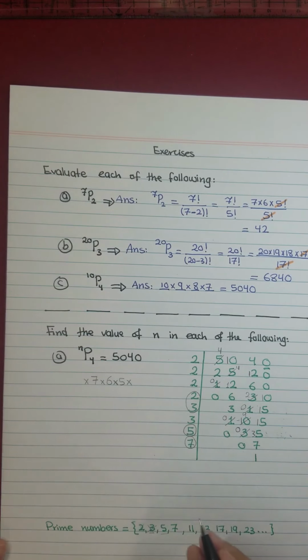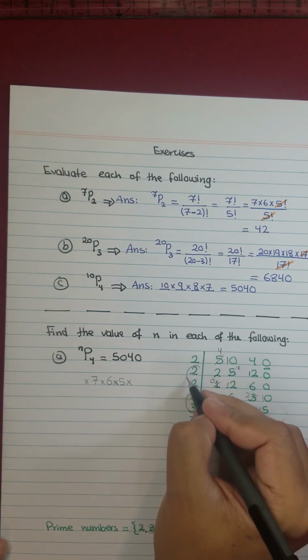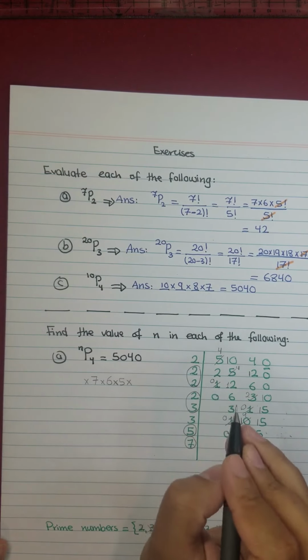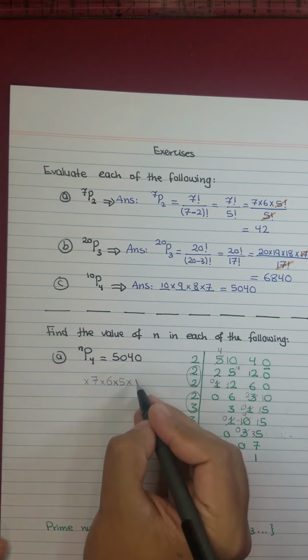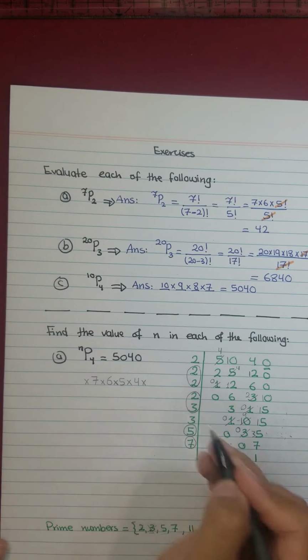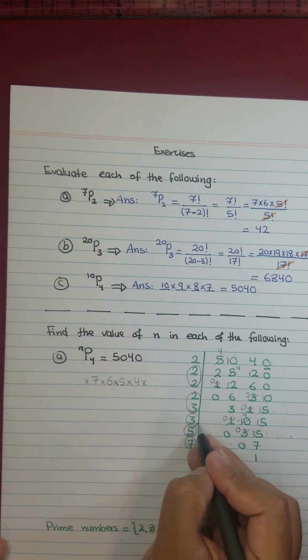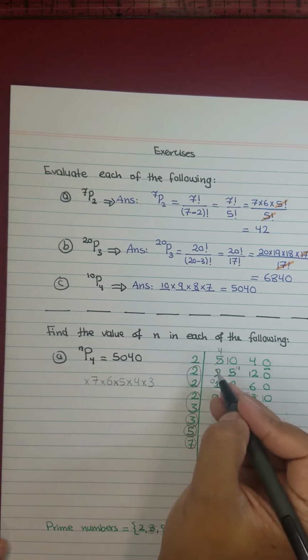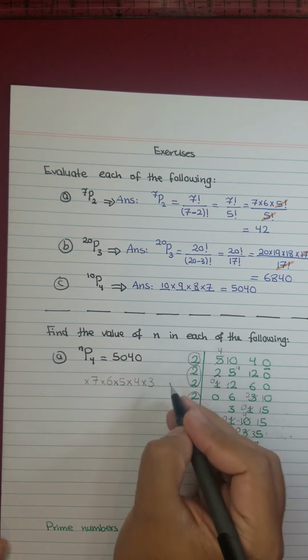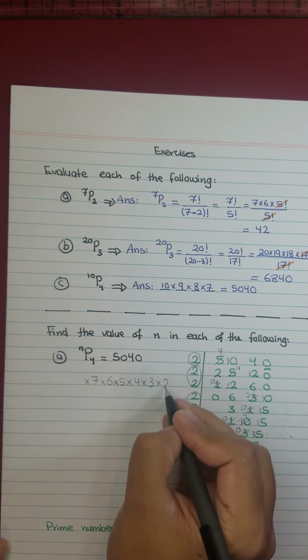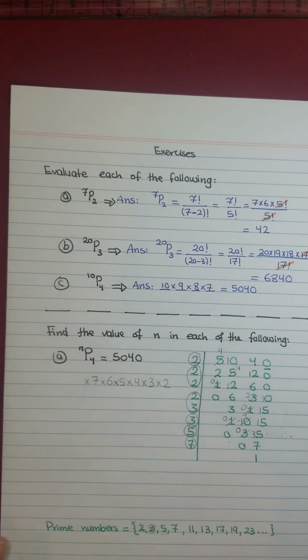Okay, I need a 4. I can get 4 by multiplying 2 by 2. Multiply, not add, multiply. So multiply 2 by 2, you get 4. Then, can I get 3? Yes, I can get 3. I'm doing good, I'm going in a sequence. Can you get 2? Yes, you can get 2. I'm doing this with a pencil. Don't do it with a pen. So I got this sequence.